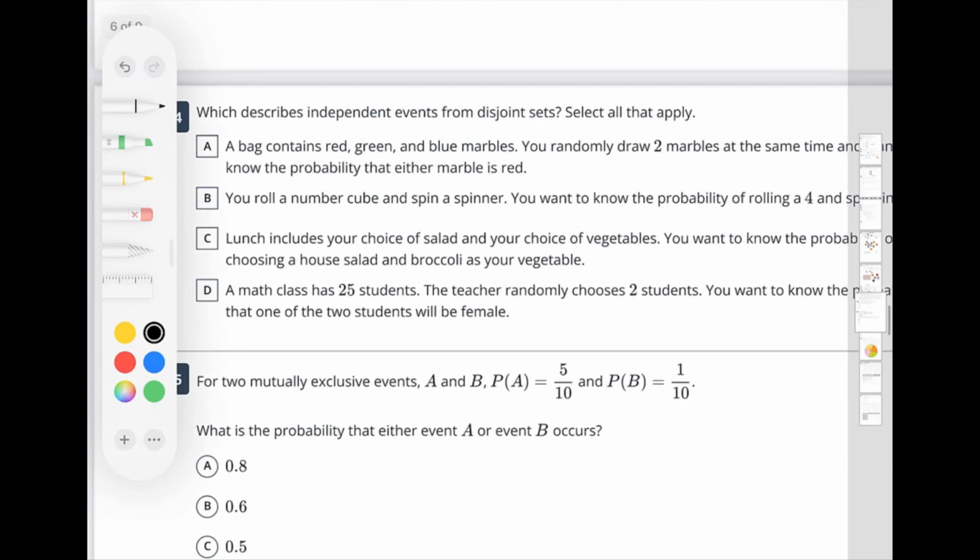Alright, which describes independent events, right? You know, I talked to a lot of teenagers, high schoolers, and what do you guys want? You guys want to be independent from your parents, right? Whatever your parents do doesn't affect what you do. Now, it's telling you disjoint events, which is another way of saying mutually exclusive. They're not related. And then it says select all that apply.